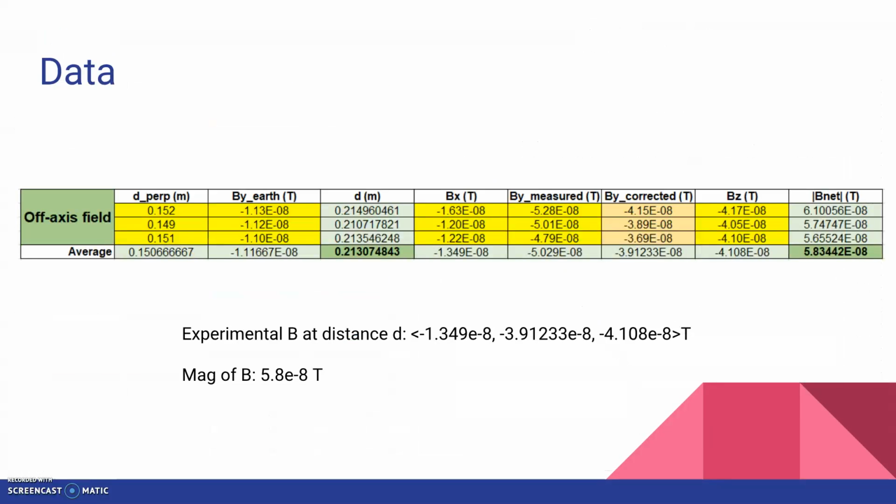The next part of my data was using the off-axis magnetic field, and the experimental B at distance d I found to be negative 1.349 e to the negative 9th, negative 3.91 e to the negative 8th, and then negative 4.1 e to the negative 8th teslas. And then when I found the magnitude of that, it is 5.8 e to the negative 8 teslas.